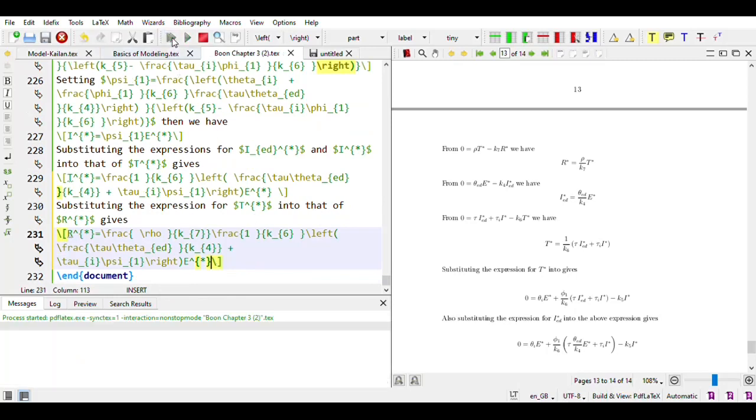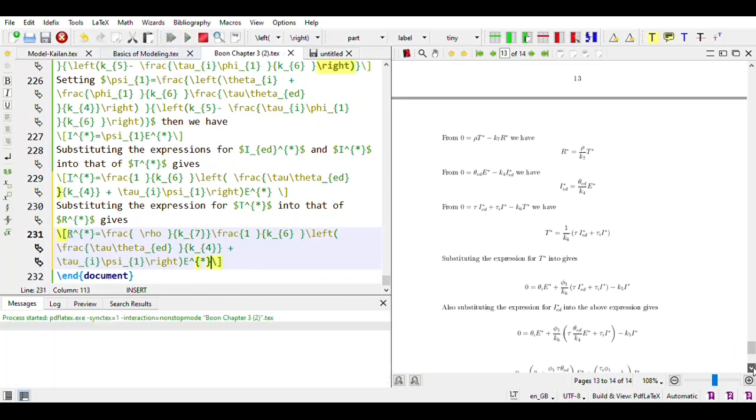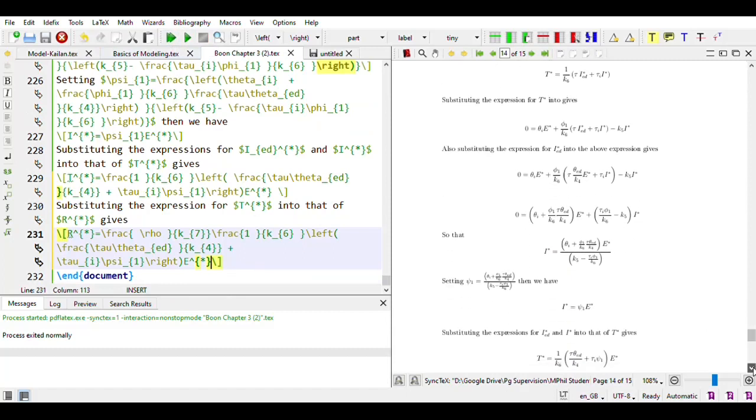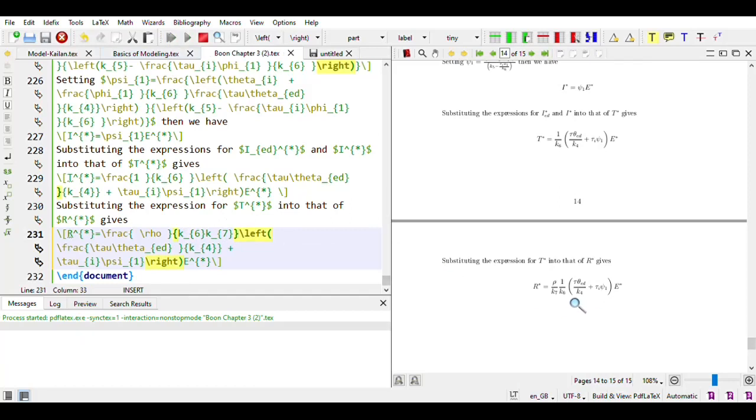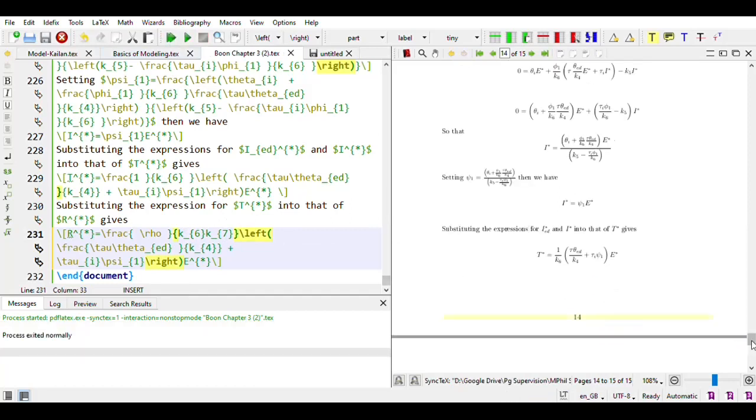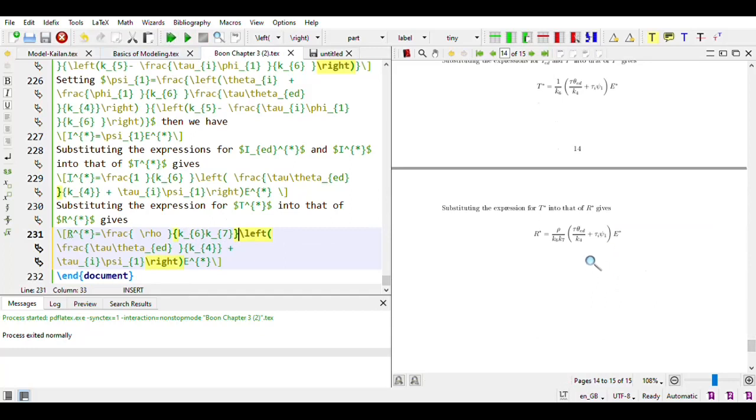So if I do that, I execute, I am going to have this expression. So R now becomes whatever we have here, and so we can make this one rho over K6, K7. Rho over K6 times K7. So that's going to give us rho over K6, K7. Alright, so all of that. And so that gives us this expression.